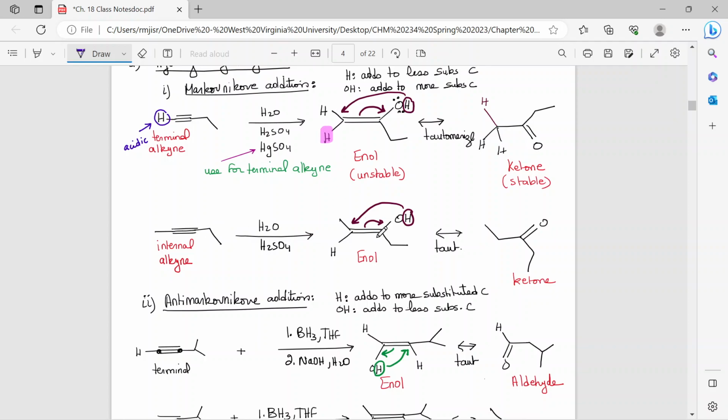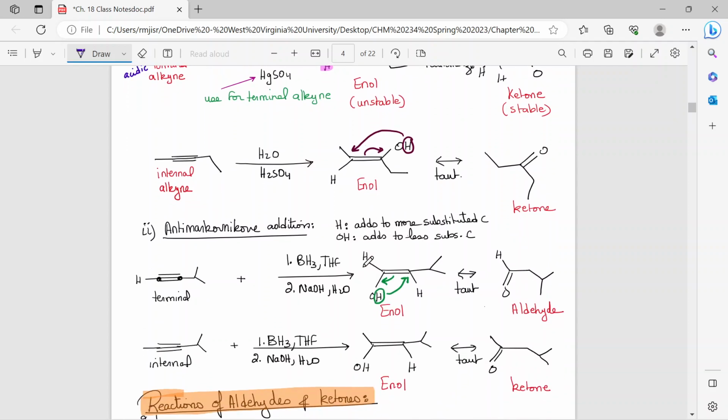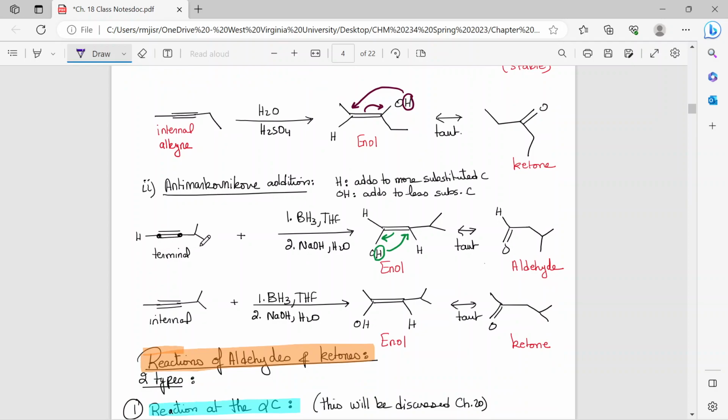You're still going to be stuck with the alkene, so this is an enol. You do the tautomerization, move the double bond, take the hydrogen, move it to the adjacent carbon, and you're going to get your ketone. Always show your carbonyls as your products. Do not show the enol as the final product. This is not stable.